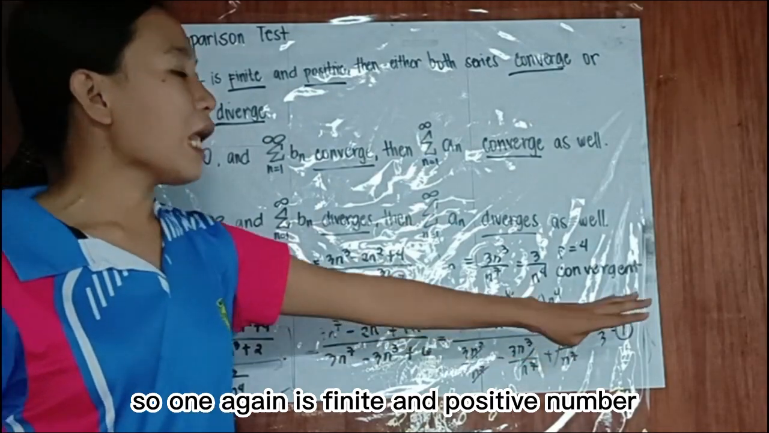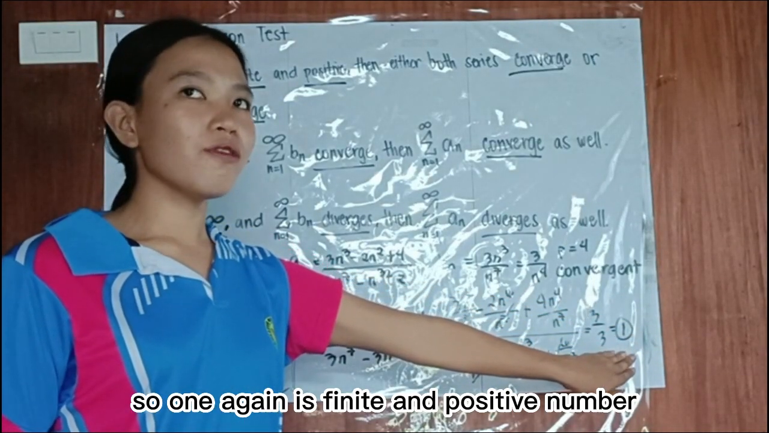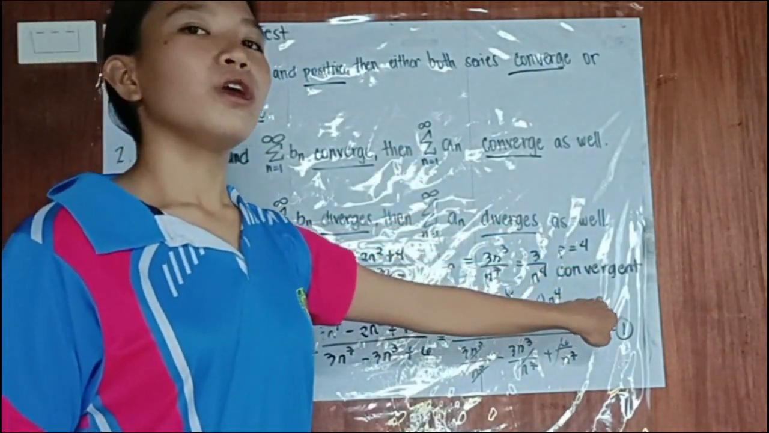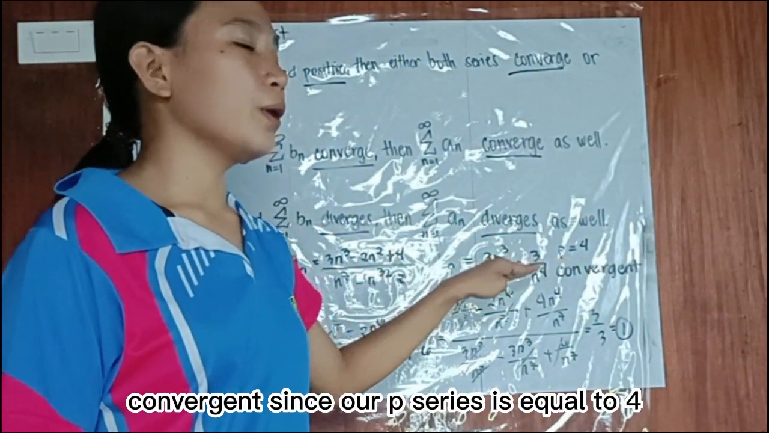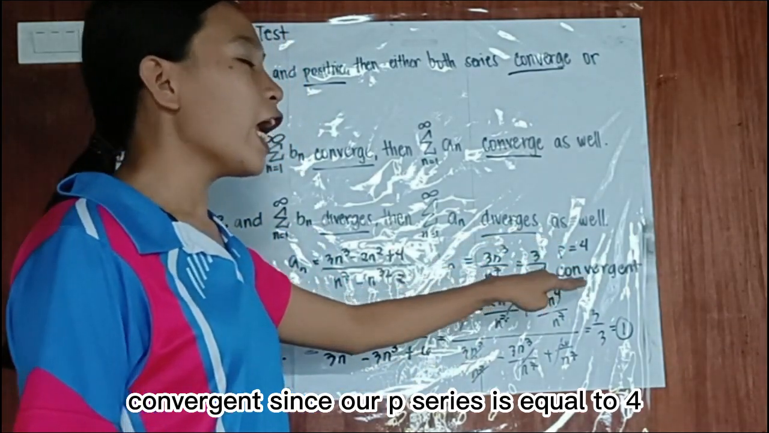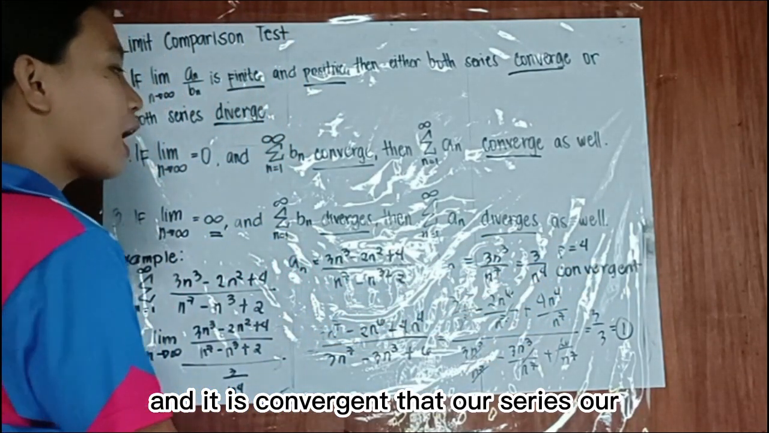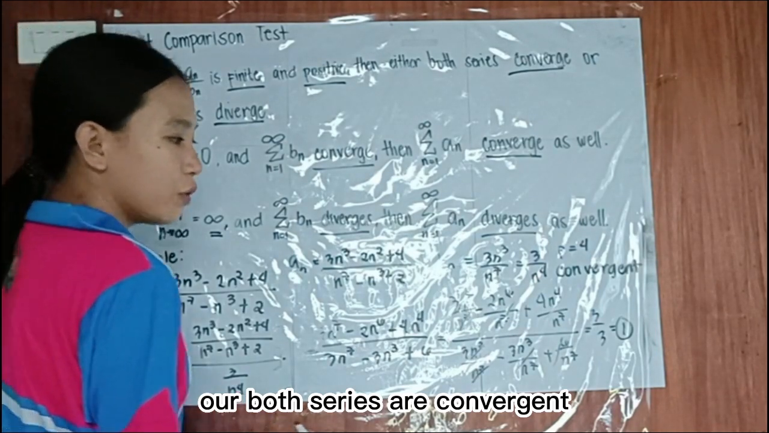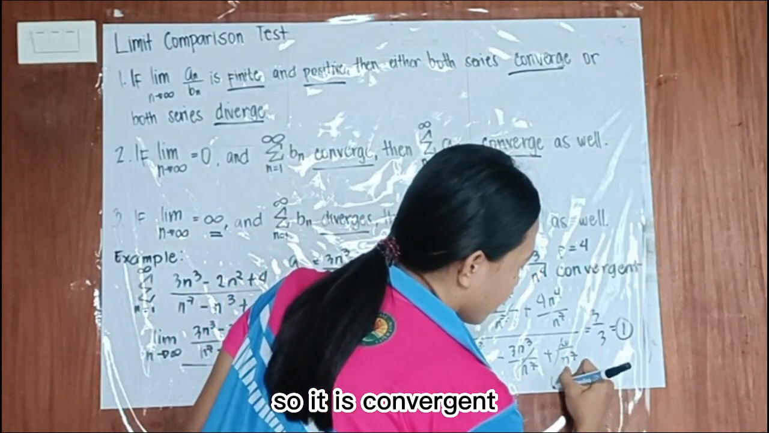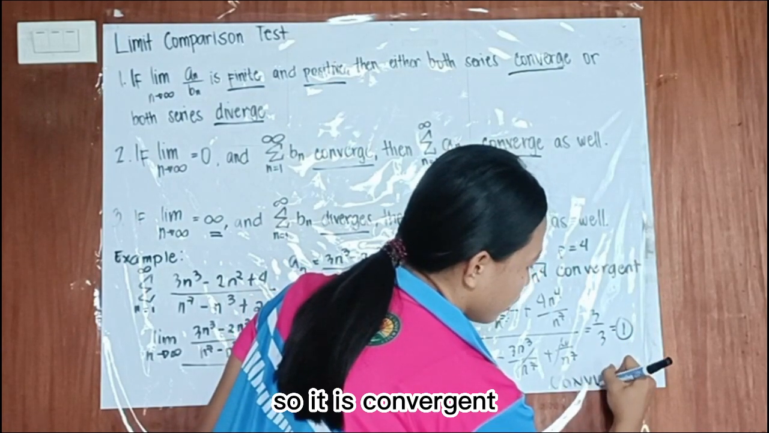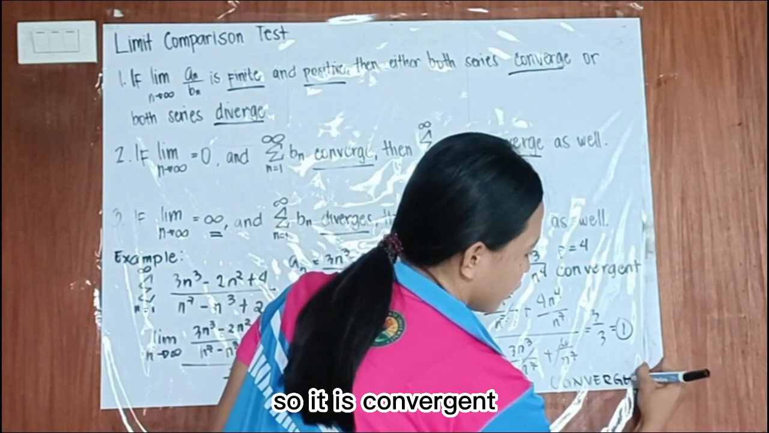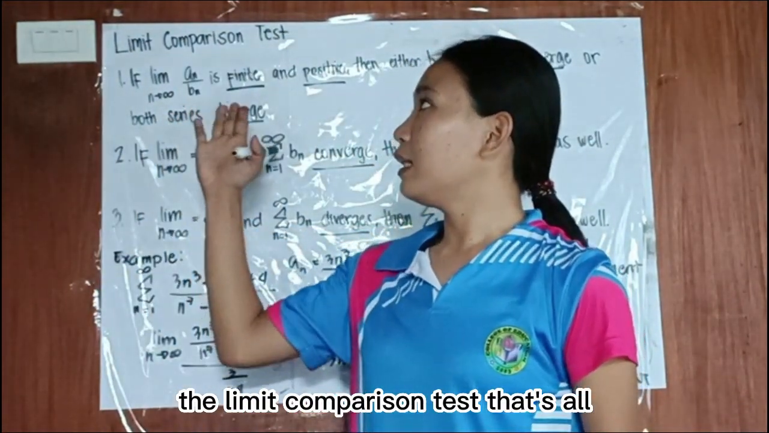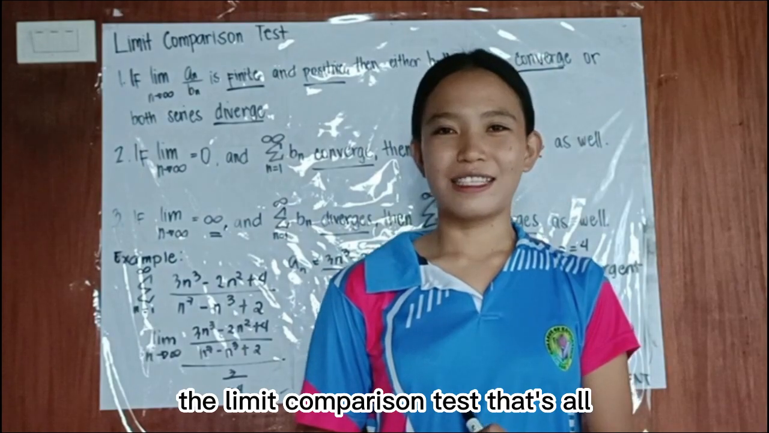So, 1 again is a finite and positive number. Therefore, it is convergent. Since our p series is equal to 4 and it is convergent, then both series are convergent. So, it is convergent. And that is how to use the limit comparison test. That's all.